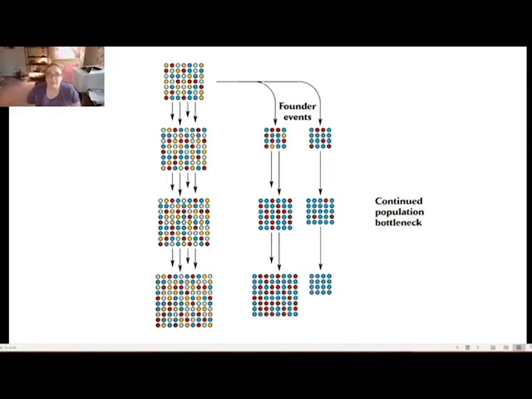So the founder effect really differs from the bottleneck effect because it's not a reduction in the population size. It's just a splitting of a population to create new populations, which may have reduced genetic diversity.